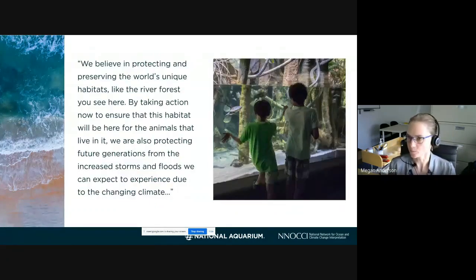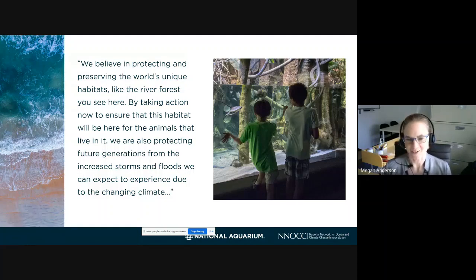So here's an example of one of the values in a communication, maybe the opening line of something you might hear an educator at the aquarium say. We believe in protecting and preserving the world's unique habitats, like the river forest you see here. By taking action now to ensure this habitat will be here for the animals that live in it, we are also protecting future generations from the increased storms and floods we can expect to experience due to the changing climate.